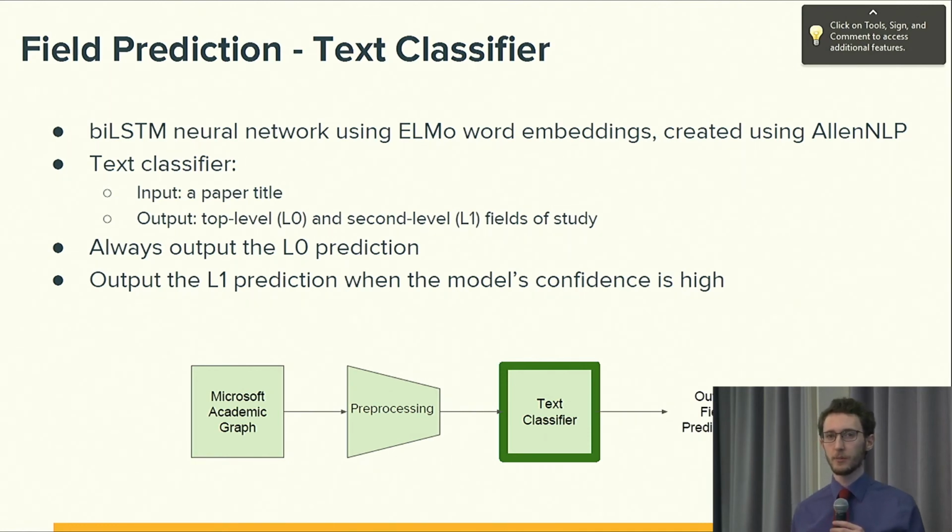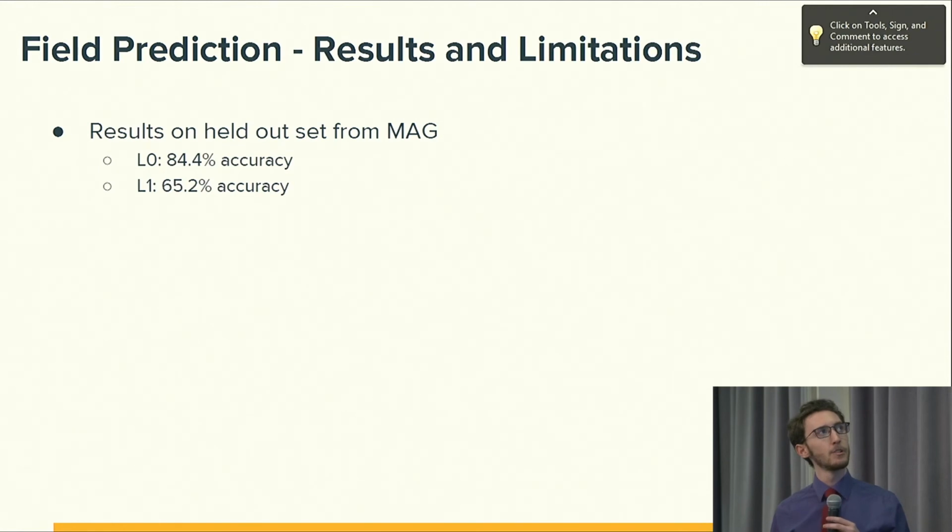So because the L0 prediction is more general, there's more training data, the categories are more distinct, we always output this prediction. And then for L1, we only output it when the model's confidence in this prediction is high. Briefly, some results on a held out set from MAG that we created. L0 had 84% accuracy and L1 had 65% accuracy.